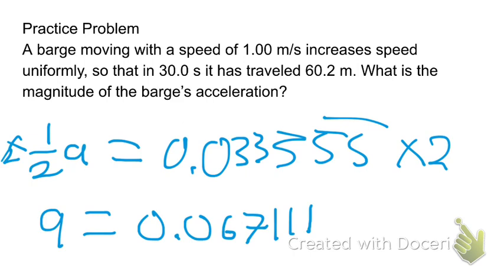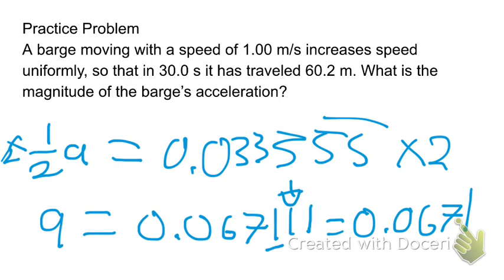And then we need to put this in the correct number of significant figures, which if we look at the initial problem is 3. So that's our third significant figure. So it should be 0.0671 meters per second squared.